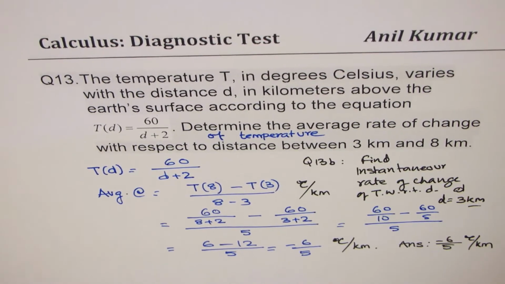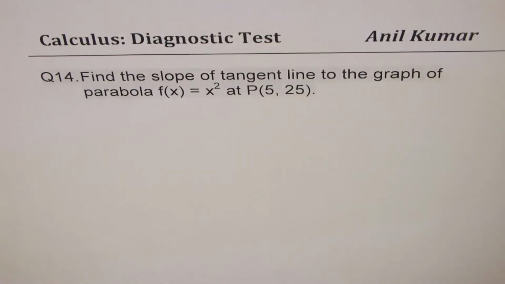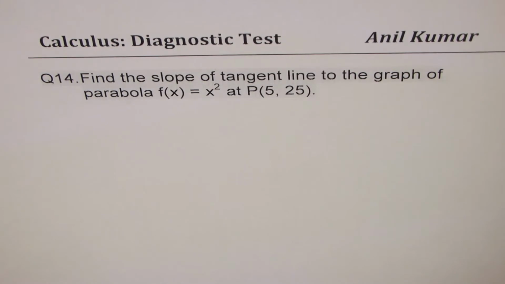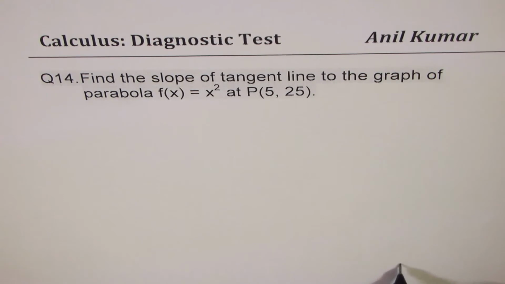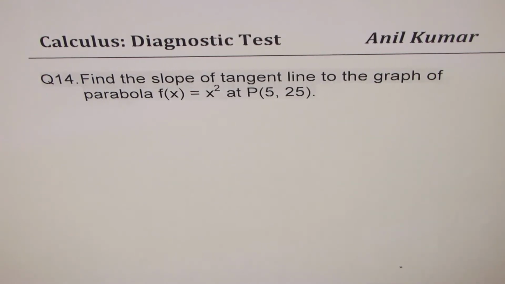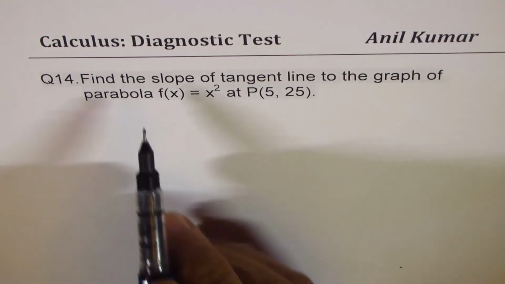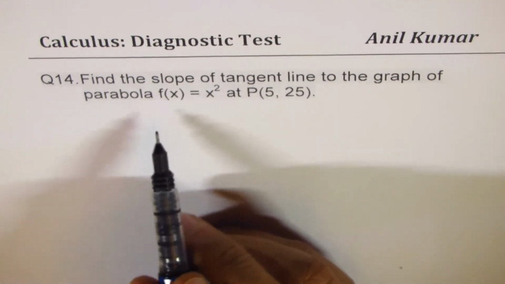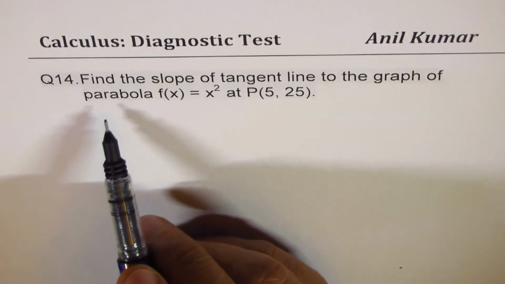Now here is the last question of our part 3, and in fact of the diagnostic test. The question here is, find the slope of the tangent line to the graph of the parabola f of x equals x squared at the point (5, 25). Now let us see how to solve this type of question. In fact, on instantaneous rate of change, which is kind of slope, I've taken 2 questions, one more to go.